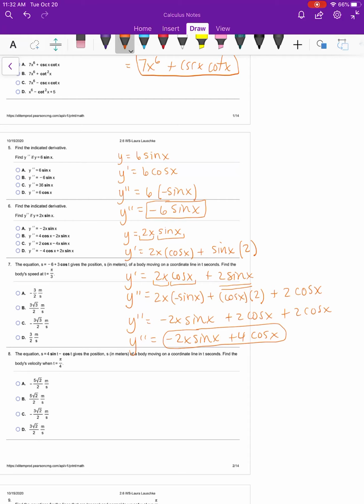That was number 6, and they've got 4 cosine x. Yep, they've got that one. Okay, so number 7.